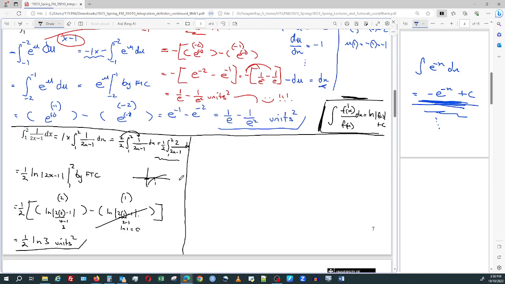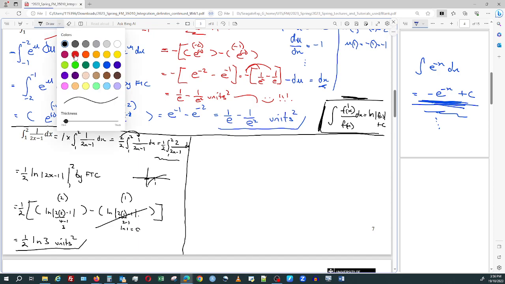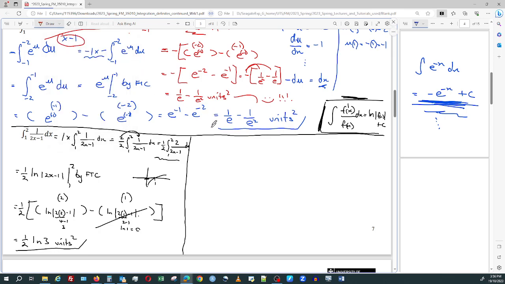Now let's do the U substitution. I'll change the colour and we'll go back to an orange or red, just to differentiate it a little bit. So we'll do it this way, and then I can show you the similarity. So we're going to take 2x minus 1. We're going to let U equal 2x minus 1. We're going to stay in the column, as it were.